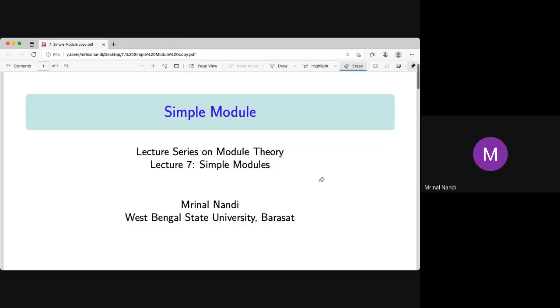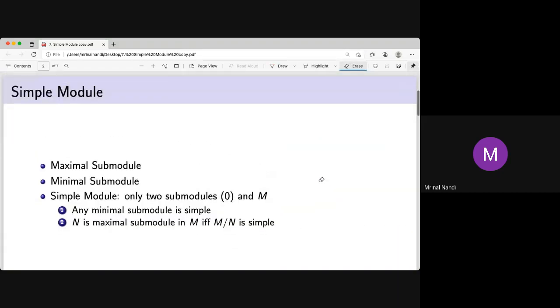What is a simple module? First we have to know what is called a maximal submodule. It is like a maximal ideal in a ring, similar to a maximal ideal in a ring. It is actually a maximal submodule. And this name maximal means, it is clear that if M is a module and N is another submodule, a submodule of M, so N is called maximal.